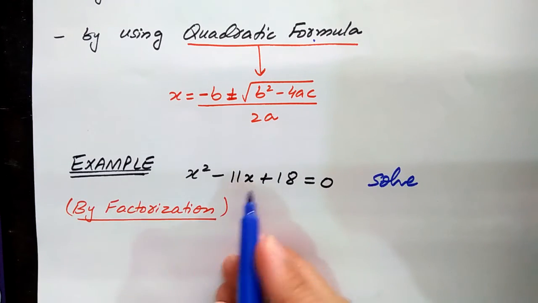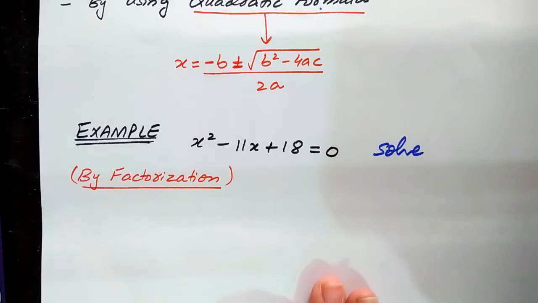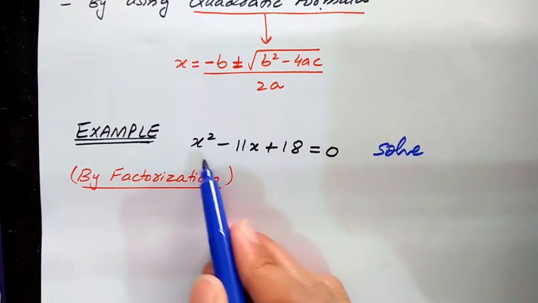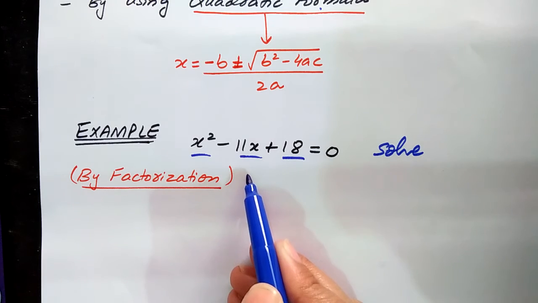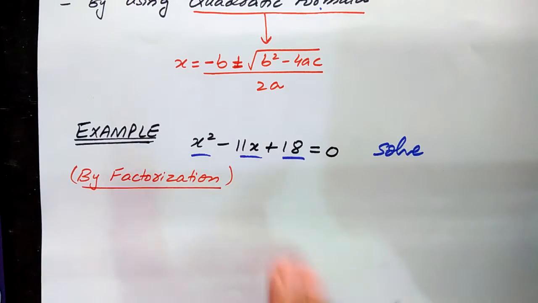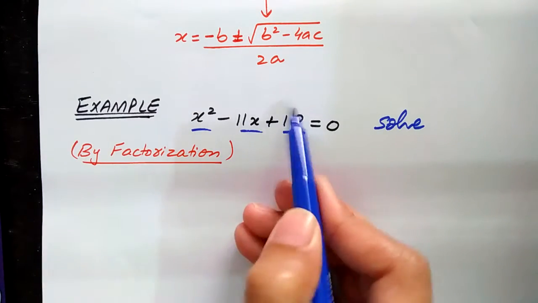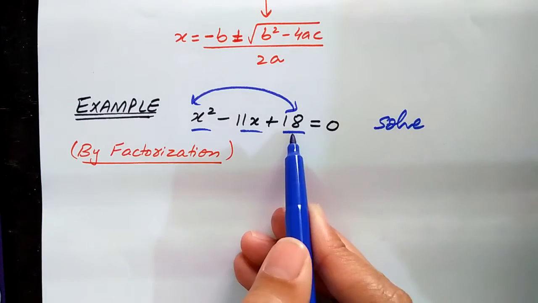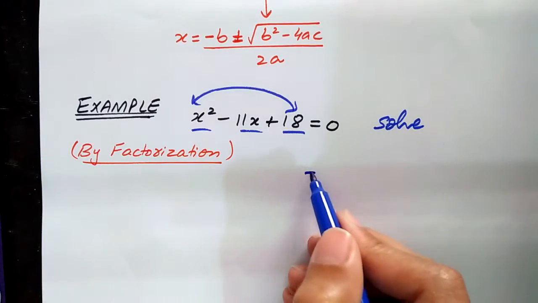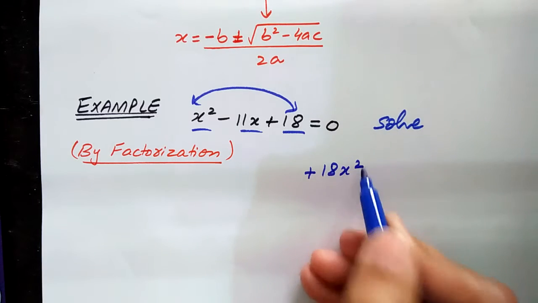Then we will solve it through factorization here. How are we going to factorize it? We will just split these three terms into four terms. And how are we going to split these three terms into four terms? We must multiply the first and the last term. Multiply the first and the last term. It will become plus 18x square.